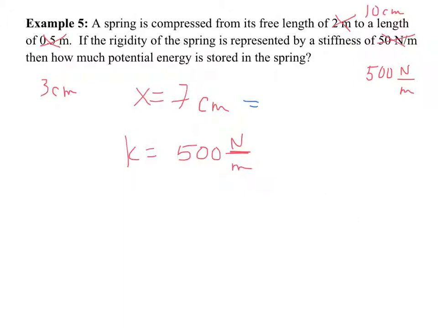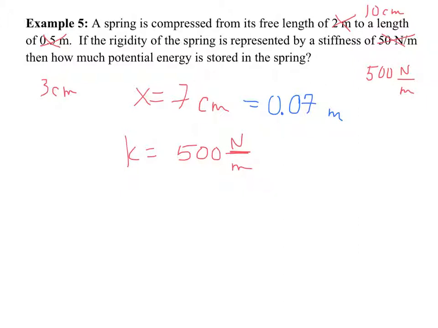Centi is hundredth, right? Point what? Yeah, just 0.0. Remember, the word centi means hundredth. So 7 hundredths is that right there. If you add another 0, it would be 7 thousandths. And that would be if you were converting from millimeters. So we got 0.07 as our compression length.